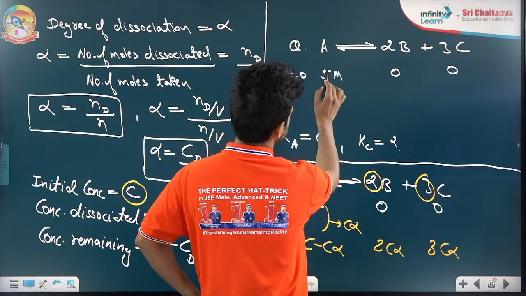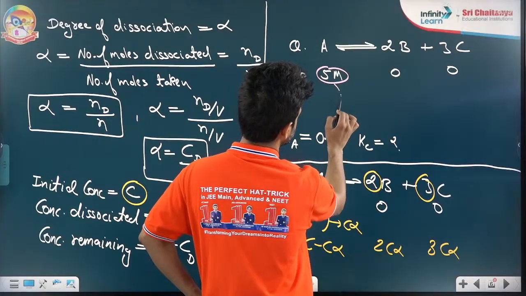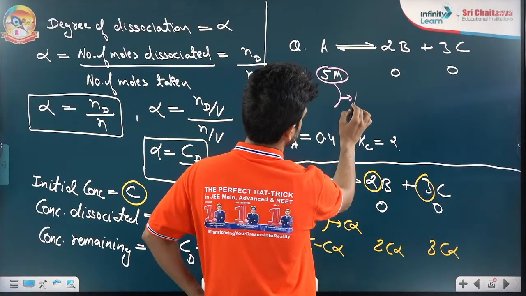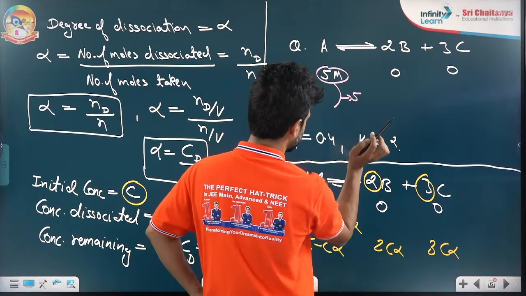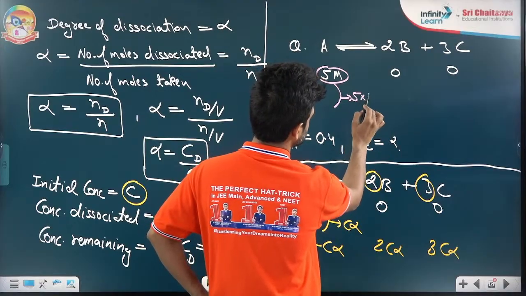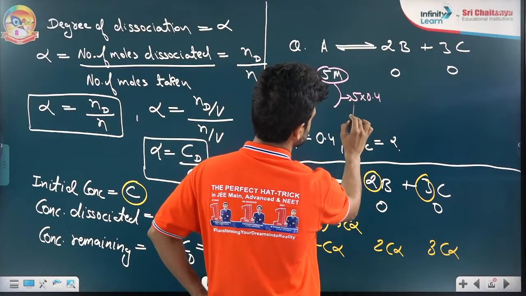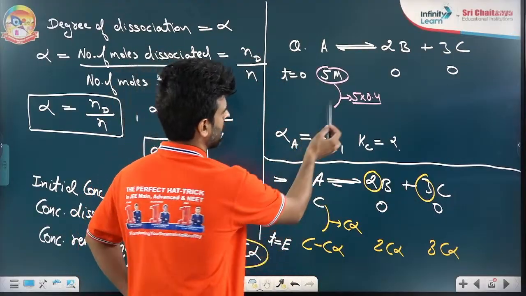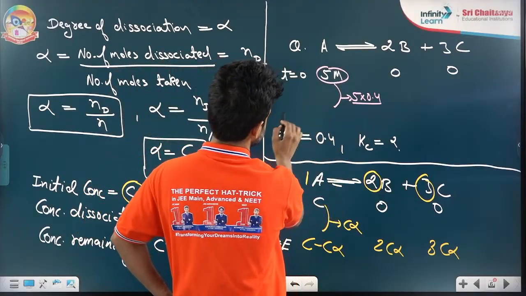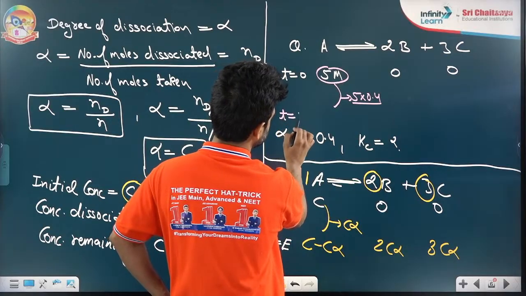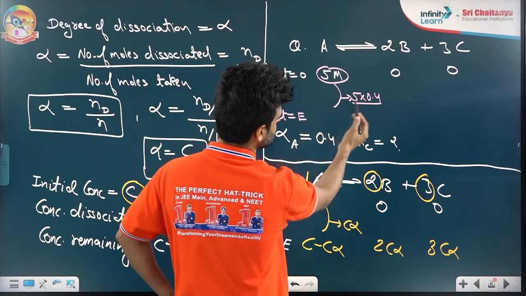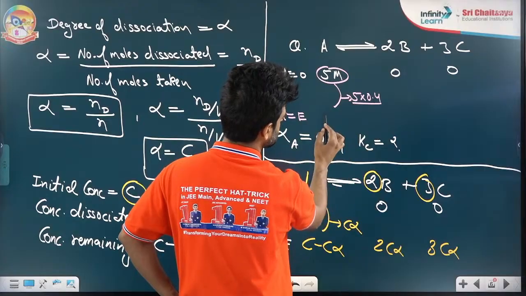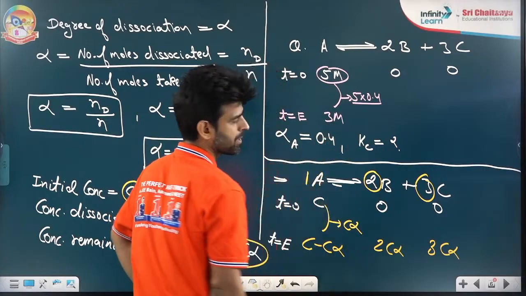Okay, you see, 5 is taken, right? 5 is the initial one. Out of 5, how much gone? 5 alpha. 5 into alpha. Alpha they give 0.4, right? So 5 into 0.4, how much coming? 2 coming, right? So at the time of equilibrium, how much will remain? Out of 5, C alpha gone, means 2 gone. How much remaining? 3 molar remaining.